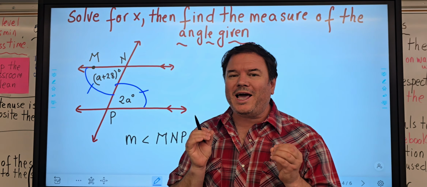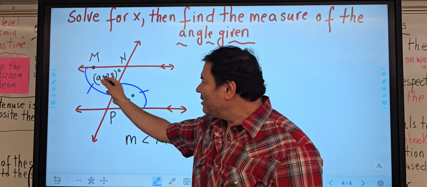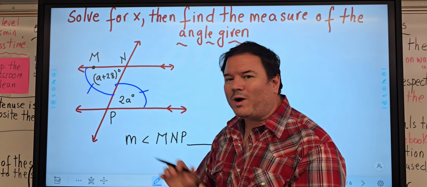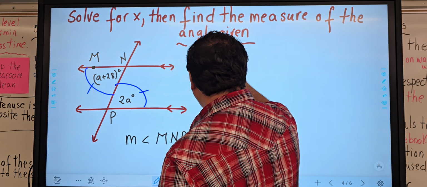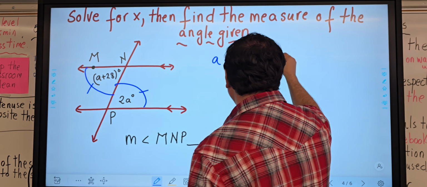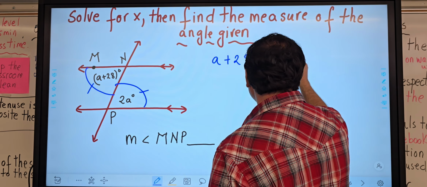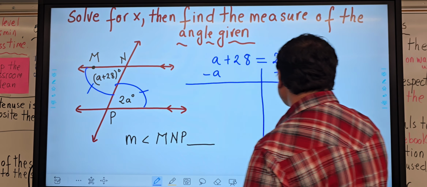And according to the alternate interior angle theorem, we need to equal the quantity of this angle with the quantity of the other angle. So let's see what we get. A plus 28 equals 2A. And now we just have to solve for A. Let's subtract A on both sides. Whatever we do to one side, we do on the other side.